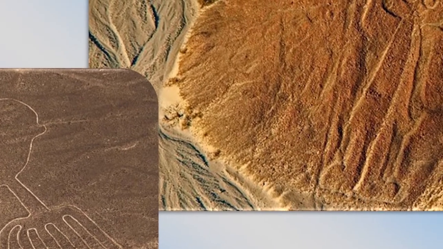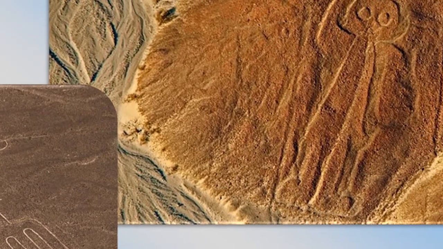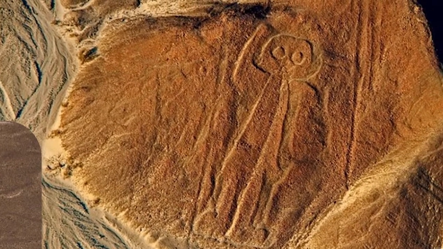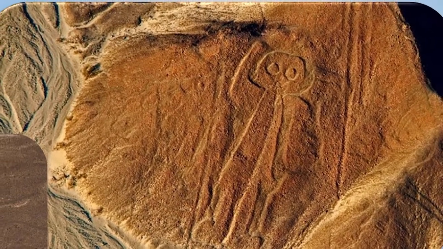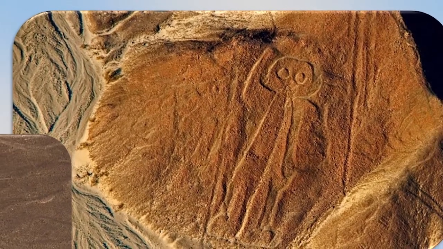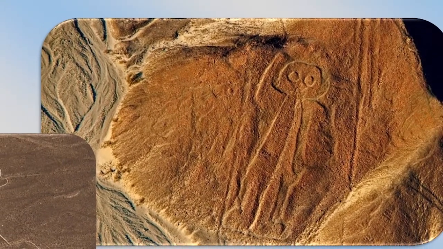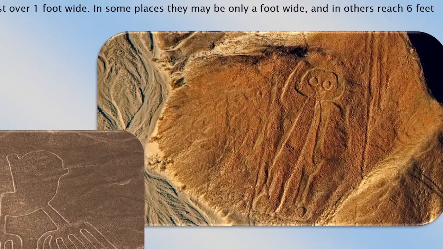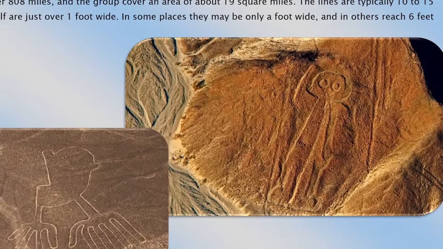So there's a giant spider. There's another figure. It looks like he's raising his arm. And then I don't know what that is in the middle. Some of the Nazca lines form shapes that are best seen from the air, though they are visible from the surrounding foothills and other high places. The shapes are usually made from one continuous line. The largest ones are about 1,200 feet long.